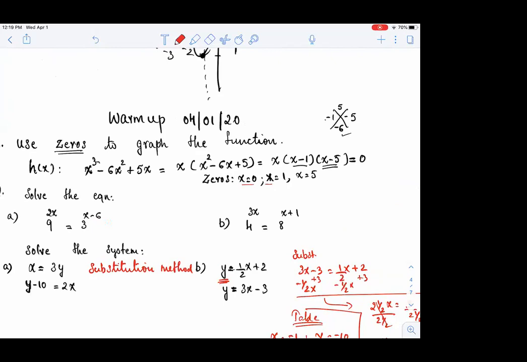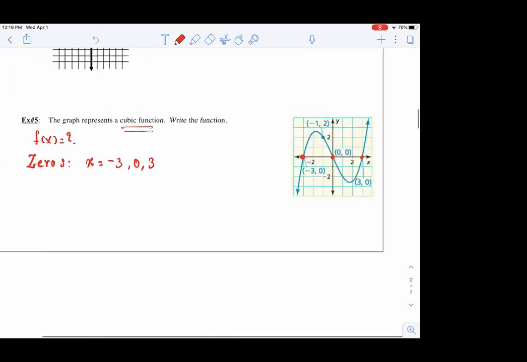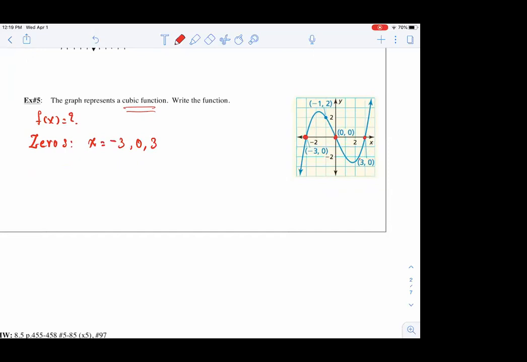I'm looking at the first warm-up today. After you got the zeros, look at the step right before that. You have everything as factors. I want you guys to do the same thing here. If you know the zeros, you can come up with the factors. So f of x is equal to x minus minus 3. That's one of the factors. x minus 0 and x minus 3. So 3 zeros will give you 3 factors.